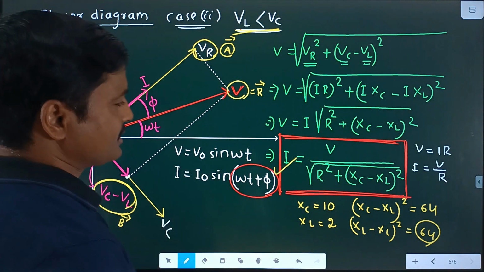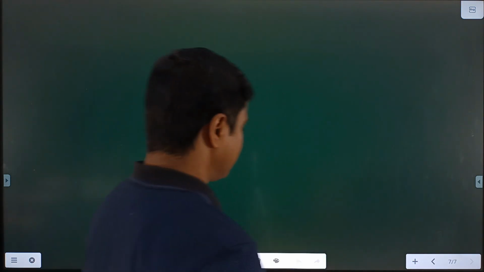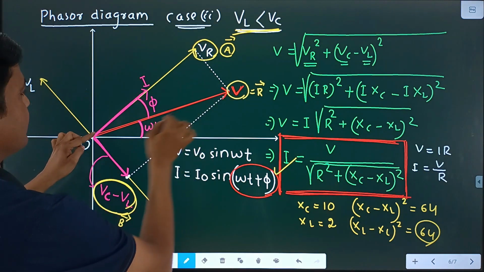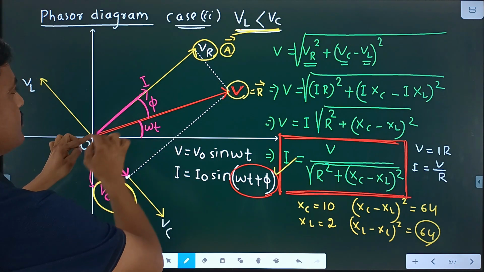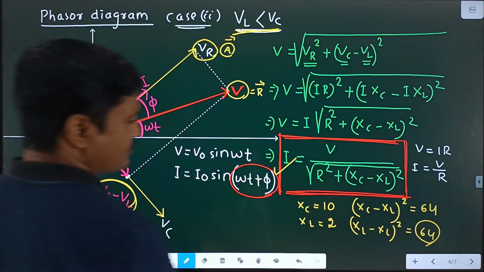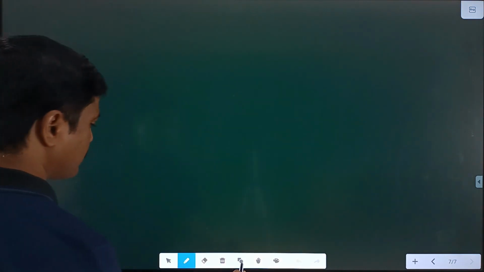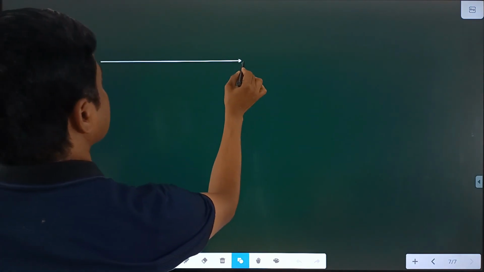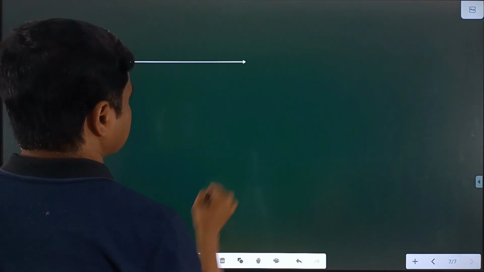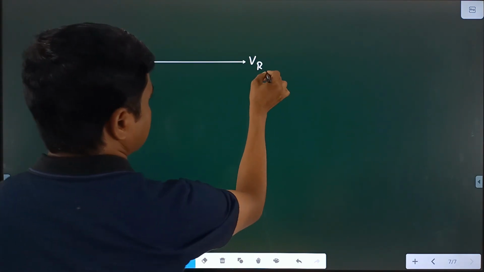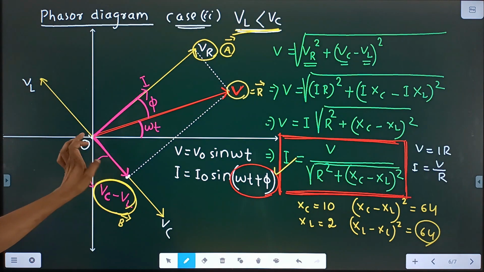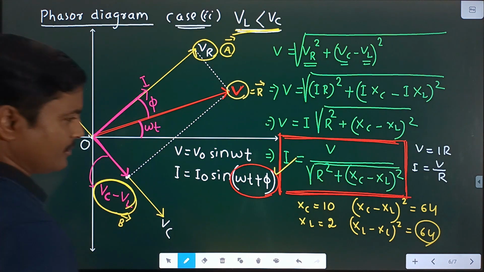Same thing as the previous one. Suppose your triangle is equal to this one. We draw the triangle. This one is VR. First we draw the VR. Here also we write VR. Next side, that is this side. This side is same as this side, that is VC minus VL.